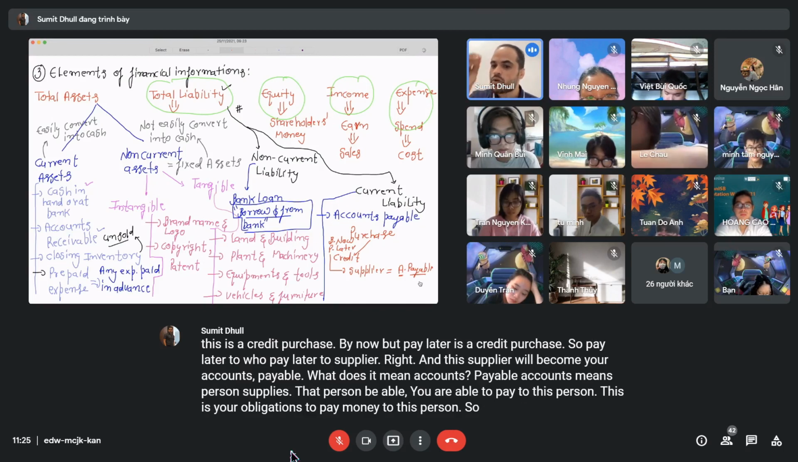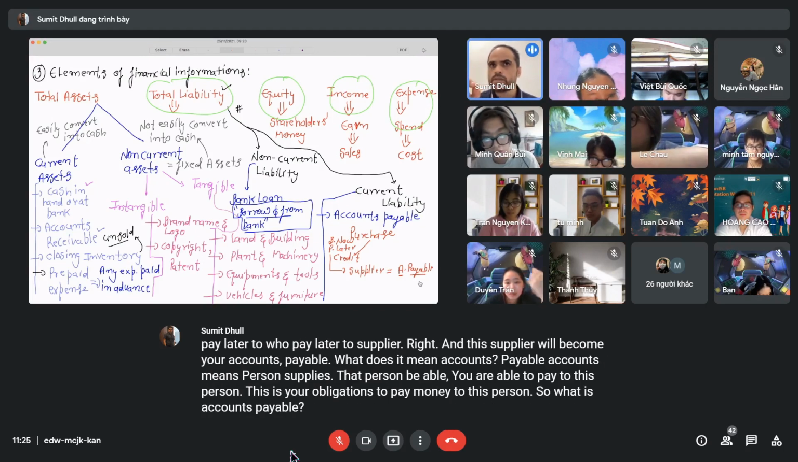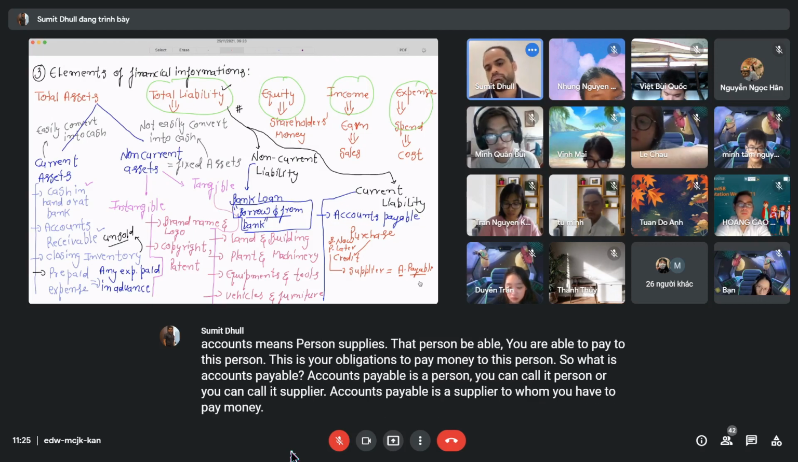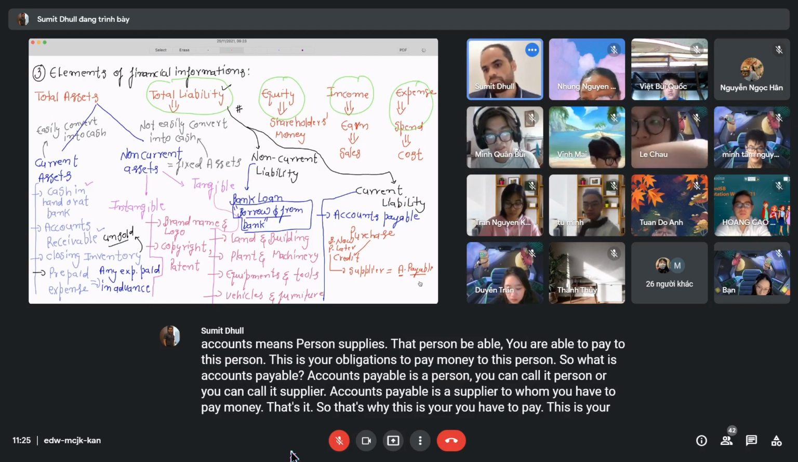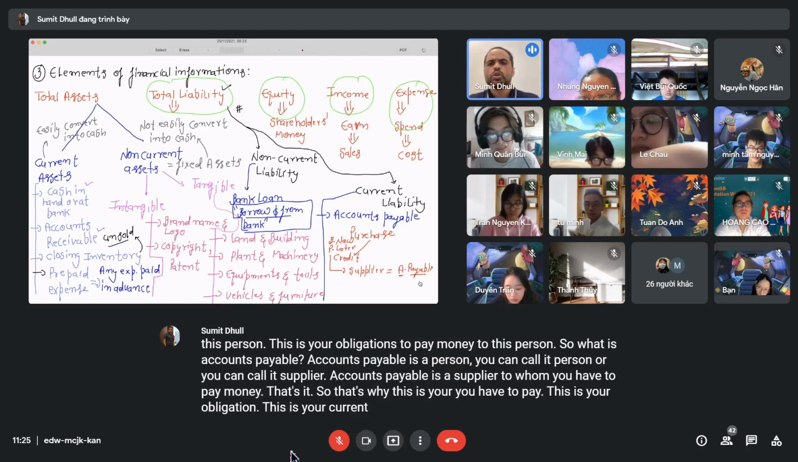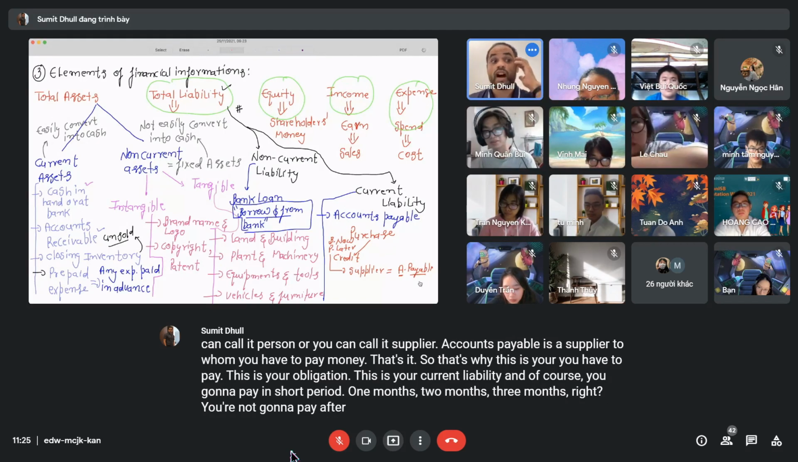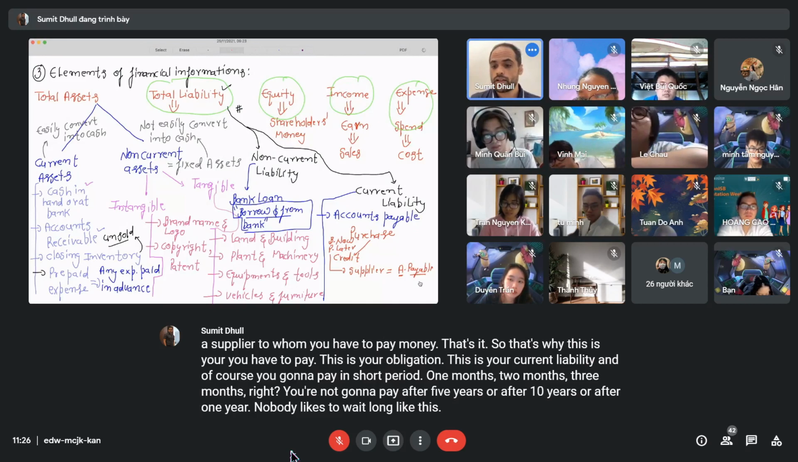So what is accounts payable? Accounts payable is a person, you can call it person or you can call it supplier. Accounts payable is a supplier to whom you have to pay money. That's it. So this is your obligation. This is your current liability. And of course, you're going to pay in a short period, 1 month, 2 months, 3 months, right? You're not going to pay after 5 years or 10 years or even 1 year. Nobody likes to wait that long, right? So does everybody understand accounts payable?